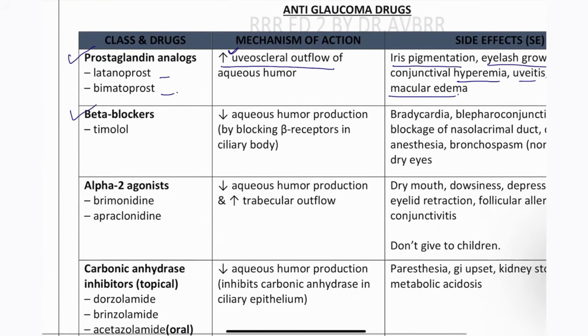Next, beta blockers, and here topical timolol is given for this patient. It will decrease aqueous humor production by blocking the beta receptors in the ciliary body. So what beta blockers do is decrease the production itself. When there is a blockage, you better stop producing the fluid, right? If more water is being thrown in, you can stop that. That's how beta blockers work here.